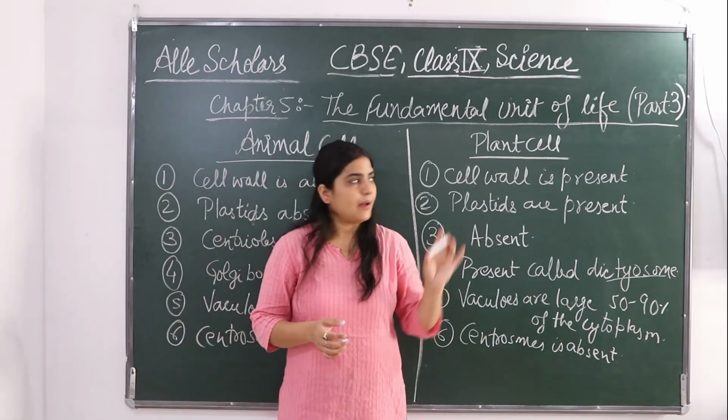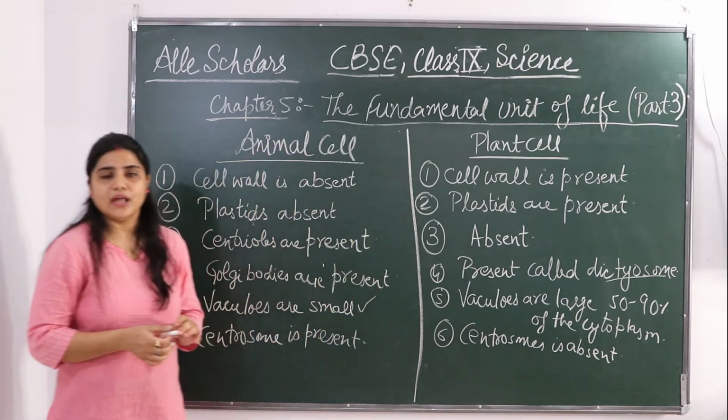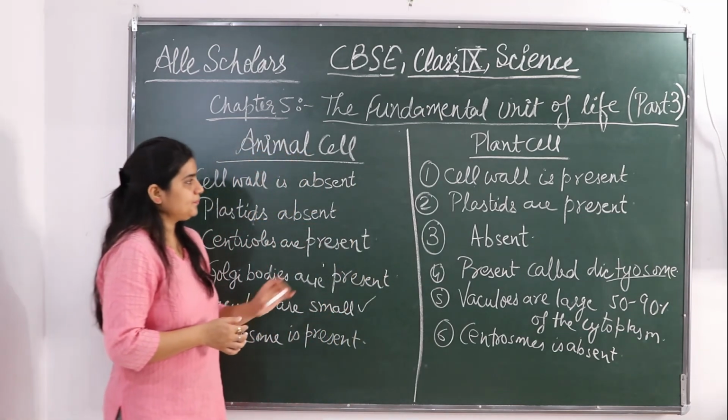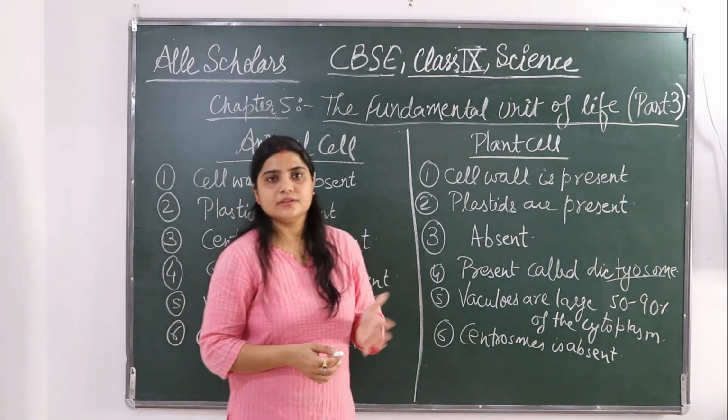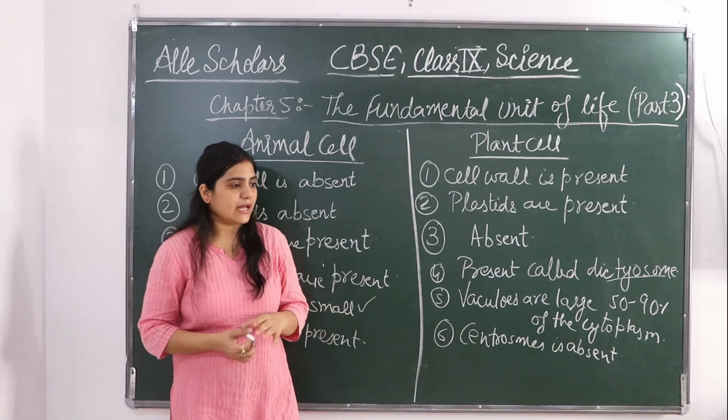So here I am going to finish the third part of the chapter, the fundamental unit of life. Here we have seen some organelles along with eukaryotic and prokaryotic difference, and the difference between the animal cell and the plant cell.